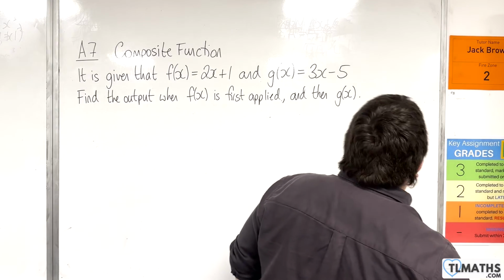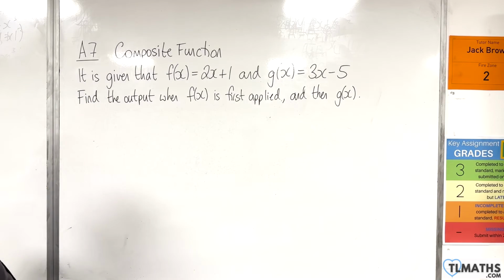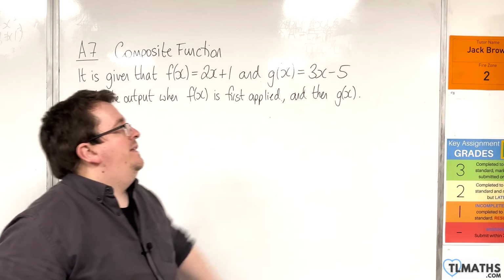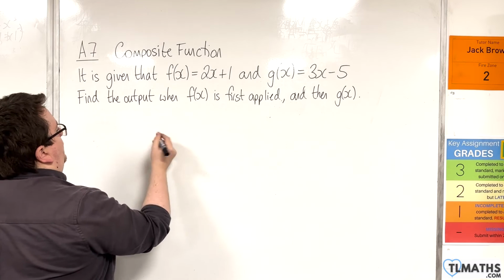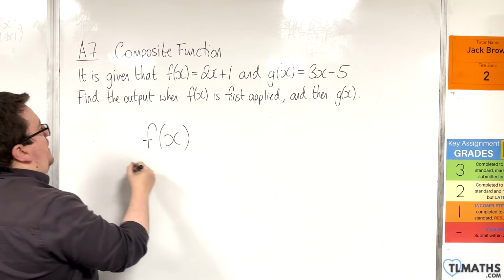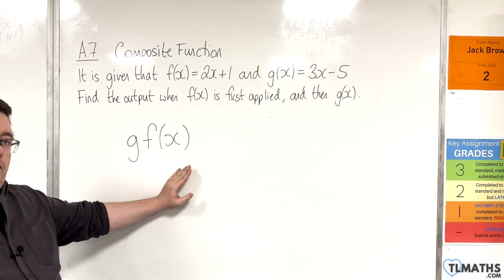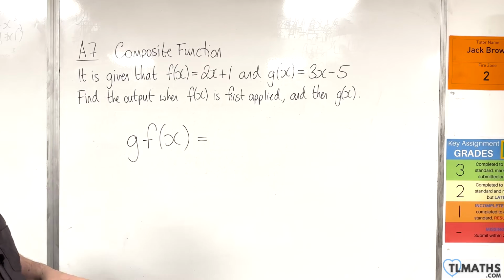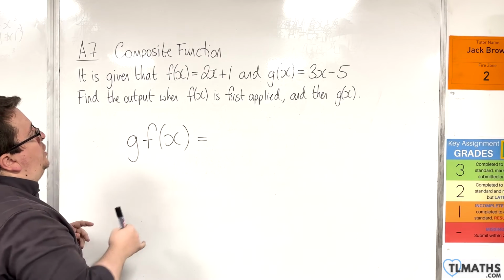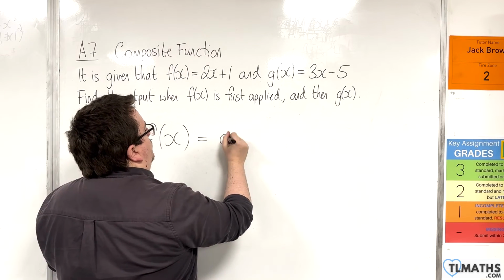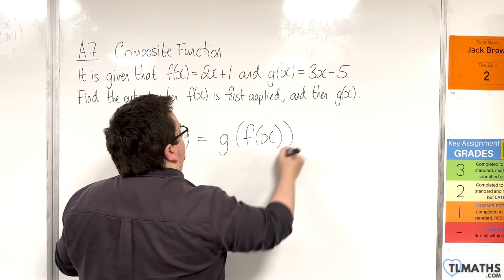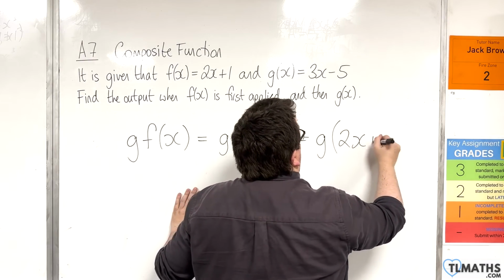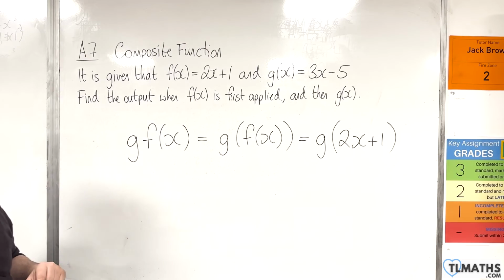It is given that f of x is 2x plus 1 and g of x is 3x take away 5. Find the output when f of x is first applied and then g of x. If f of x is going first and then g of x, it is written like this, gf of x. What that means is that f is being put into g, so g of f of x. Now f of x is 2x plus 1, so I'm putting 2x plus 1 into g.